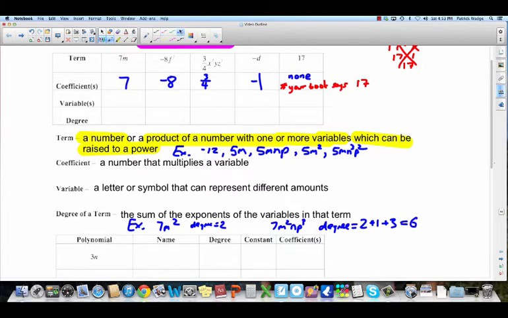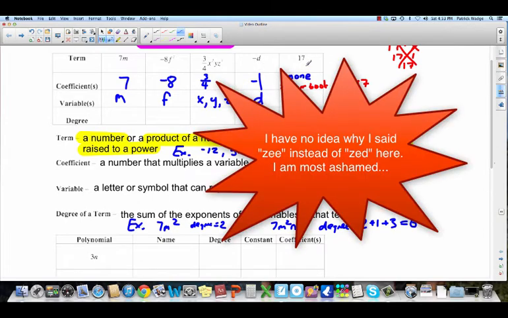Variable, we're just looking for the letters, aren't we? So that's easy. All I have to do is look up at the term and see what the letters in it are. M is a variable. In this one, F is a variable. In this one, we have 3 variables, X, Y, and Z. Next one, D is the variable. This one, none. There is no variable.